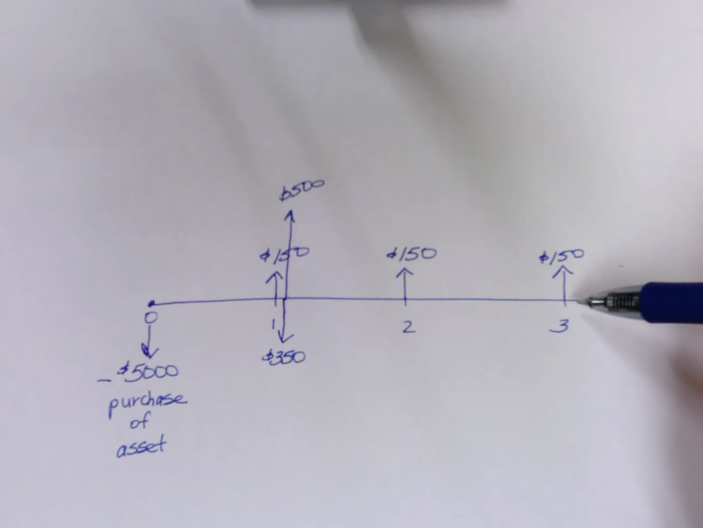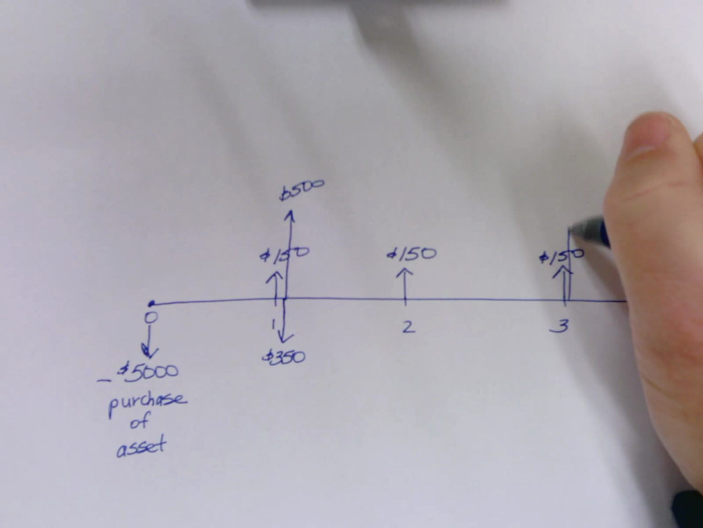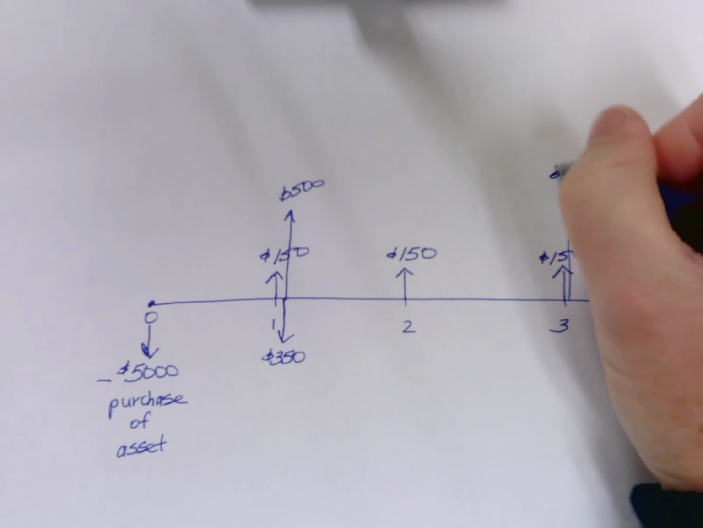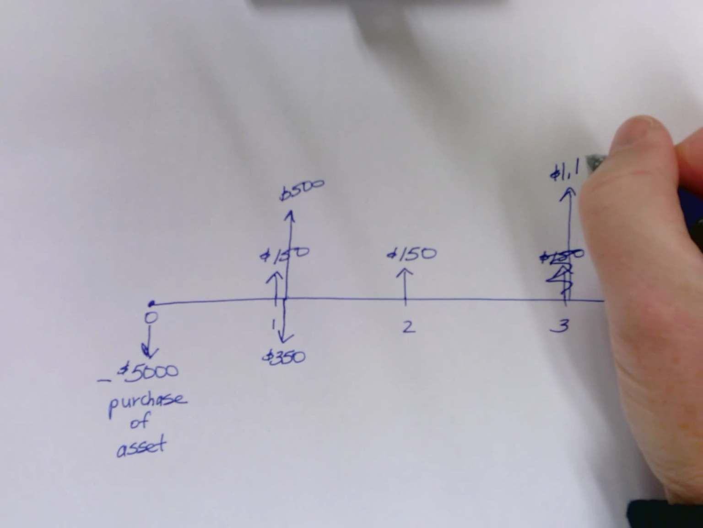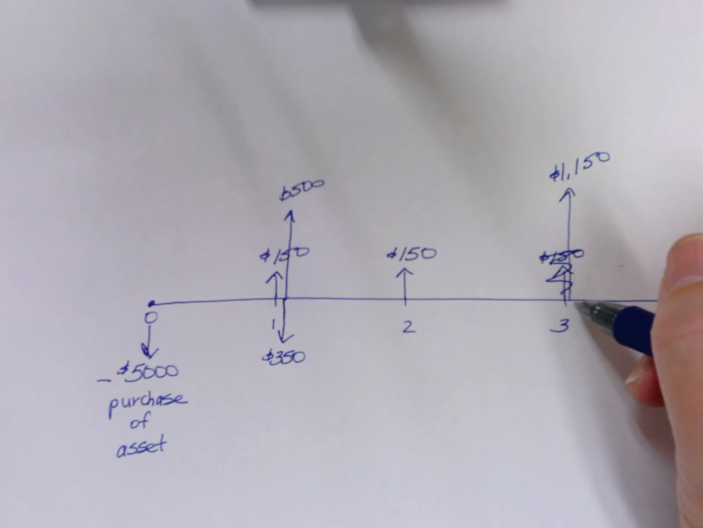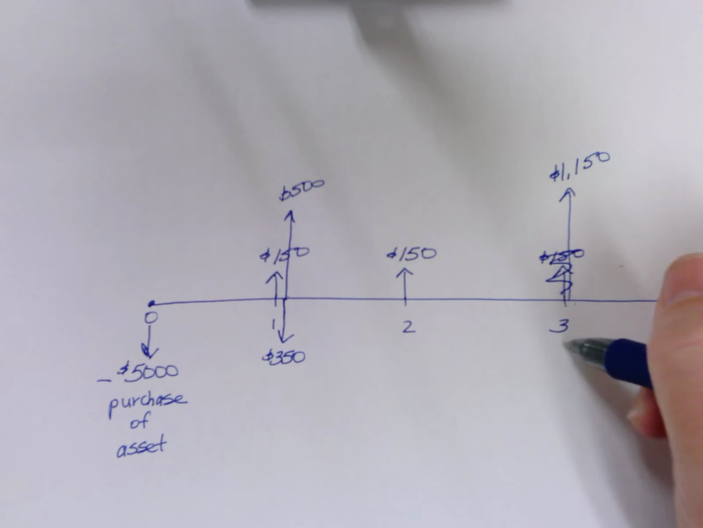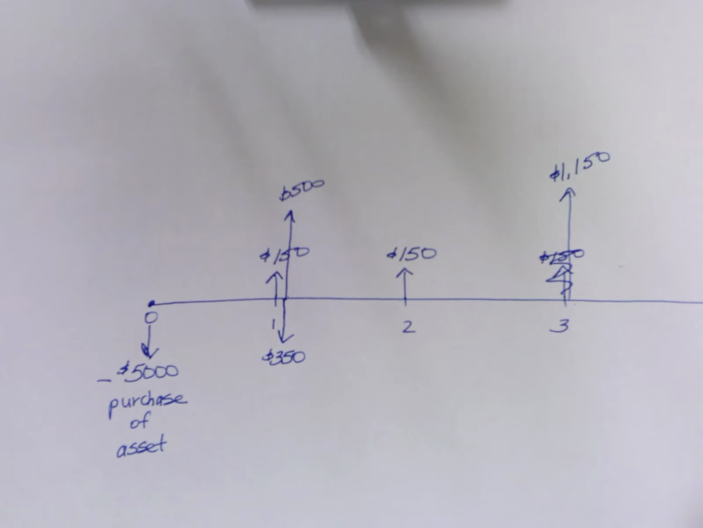At the end of year 3 then, we also sold the asset, so we had an additional cash flow of $1,000 cash coming in. So again, we can net those and say we had net $1,150 cash in at the end of year 3. If there were disposal costs, that would be a down arrow showing cash out, and again, we could net them with any other positive cash flow at that time.